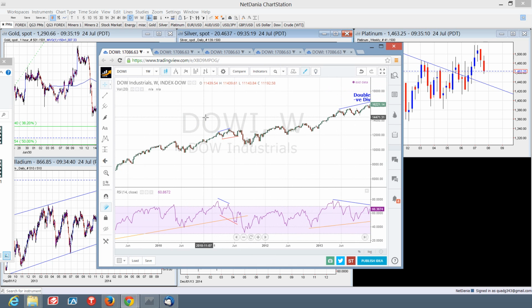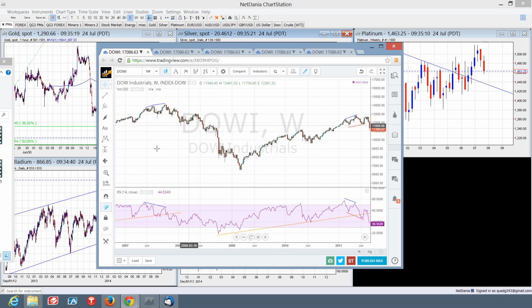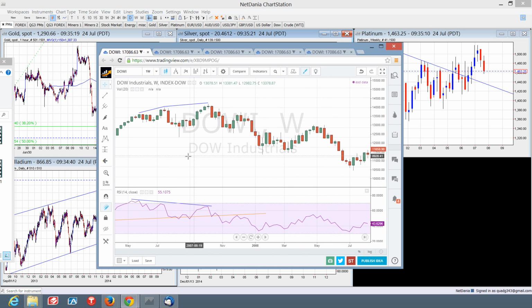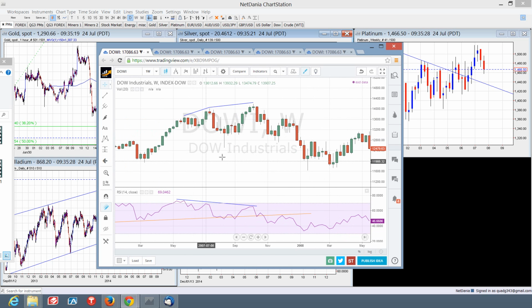So let's back up a little bit further. And here's another double negative divergence at the 2007 top in the Dow. Here we have a higher high, another higher high in price, but lower lows, or lower highs, excuse me, in the RSI.